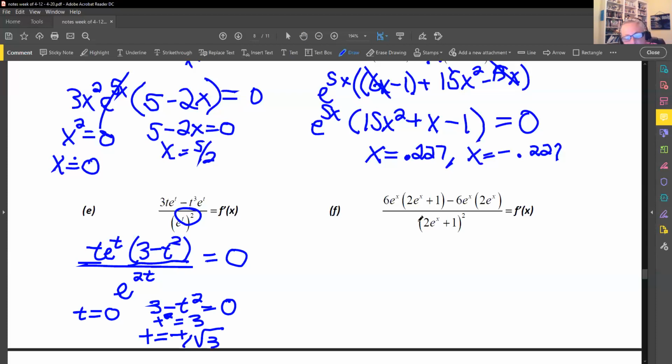Okay, let's see what we can work with here. All right, so here, I don't want to cancel this, right? Because it's not over here. But I can take out a 6e to the x. And I'm left with 2e to the x plus 1 minus 2e to the x. Oh, that's nice.